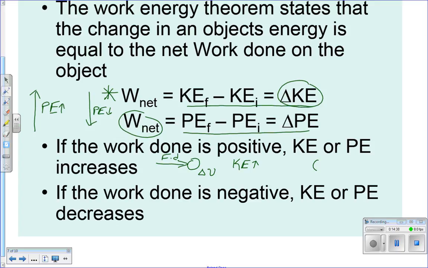If an object is already moving with some velocity, and you apply a force backward against it through some distance, well, that's going to cause it to slow down, which would decrease its kinetic energy. So positive work increases the energy, either potential or kinetic. Negative work would decrease the energy, potential or kinetic.